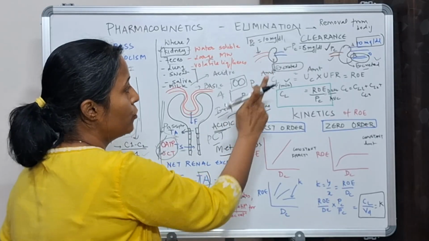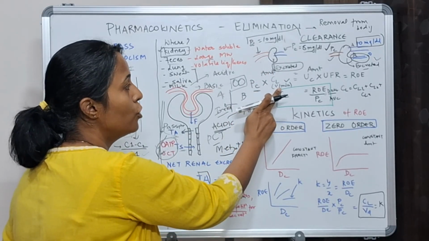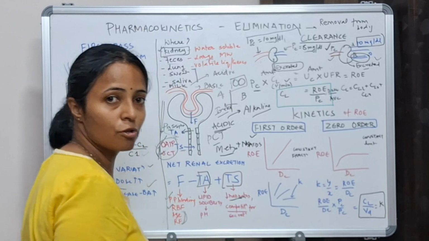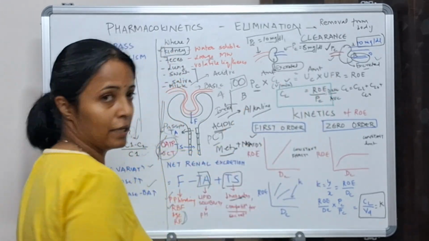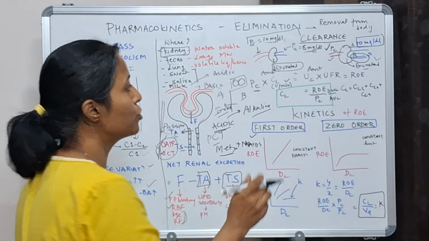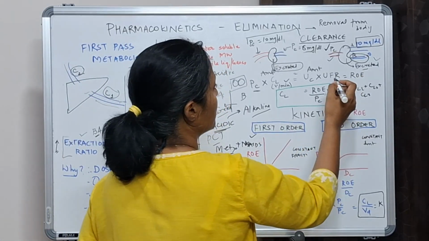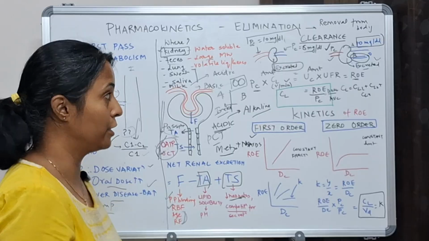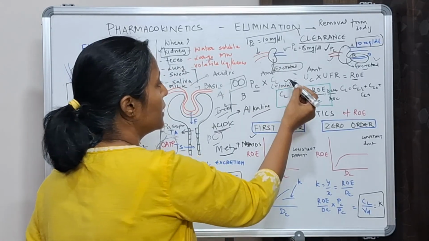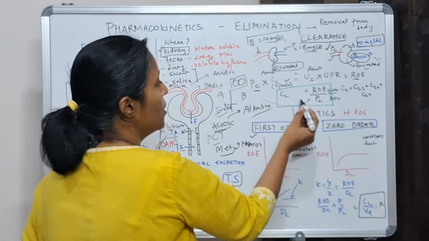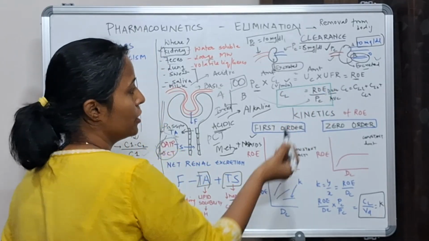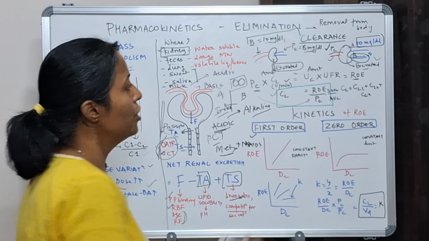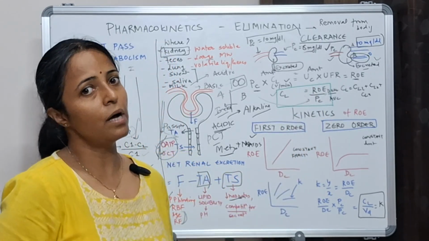So what is the amount removed? Plasma concentration into the volume of the plasma which has been cleared of the substance is equal to the urine concentration of the substance into the urine flow rate. That is the amount, and this is also known as the rate of elimination. This whole amount which has been removed per unit time is known as the rate of elimination. Now, how to derive the clearance? Just remove this PC here. So clearance is equal to rate of elimination divided by the plasma concentration. This equation is very important.